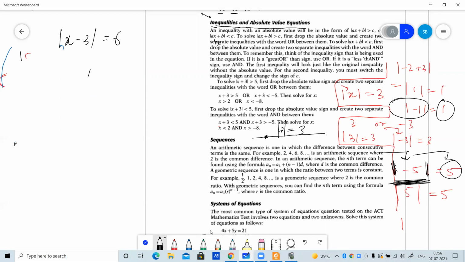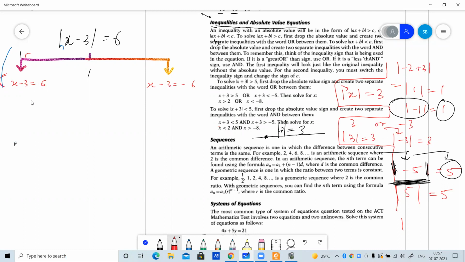So what will you do? The first step for an absolute value equation is to just separate it. You will make two equations, right? So what will be the first equation? The first equation is x minus 3 equals 6, and the second one is x minus 3 equals negative 6. Wonderful, great. Now can you calculate the value of x in both equations? You said that the absolute value of x minus 3 is 6, right? Yes.